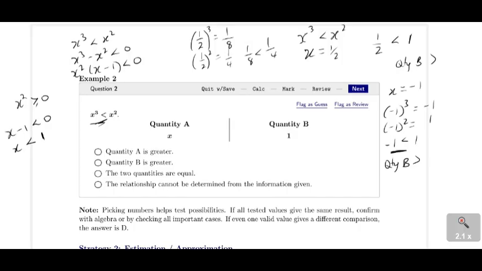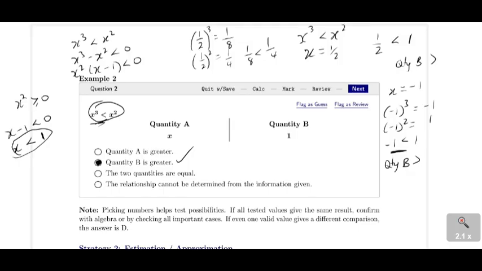Yes, so we have been able to deduce from the condition or the criteria that was given, and we have been able to show that x will always be less than 1, right, for this to hold. So if x is always less than 1, and we know that quantity B is 1, then it tells us that quantity B would always be greater. So we go for the second option, which says quantity B is greater.